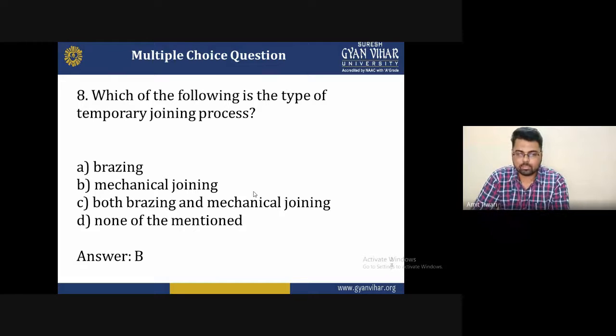Mechanical joining is the type of temporary joining process, because brazing, except for this, is a permanent joining process for any material. So if you want a temporary joining, you will prefer mechanical joining. The correct answer is B, that is mechanical joining.